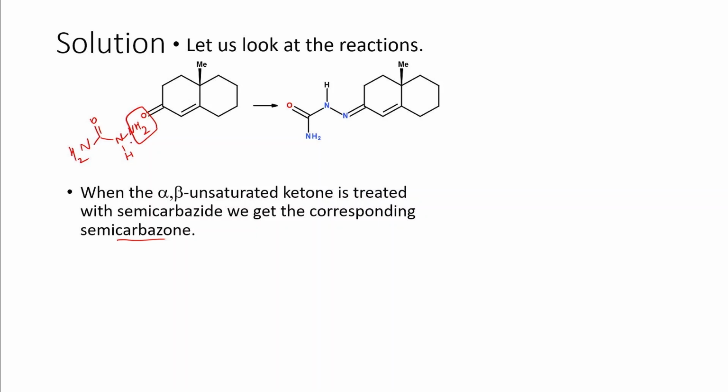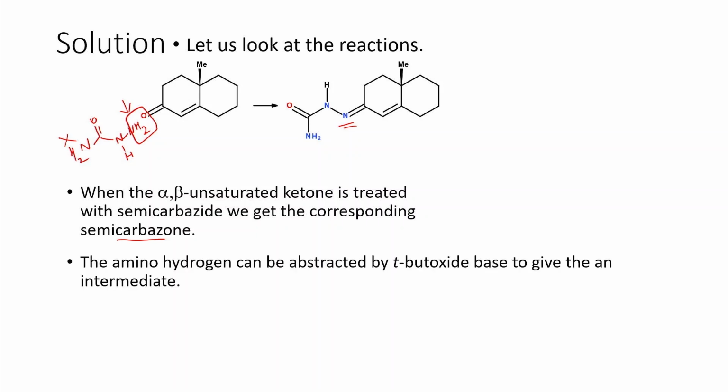We have to have the amino nitrogen is the only thing that is undergoing reaction, and it is not the amide nitrogen. So that is what you have to keep in mind while you are trying to work out the problem. So this gives the semicarbazone as our final product from the first reaction. Once we have the semicarbazone, this semicarbazone is now treated with tertiary butoxide.